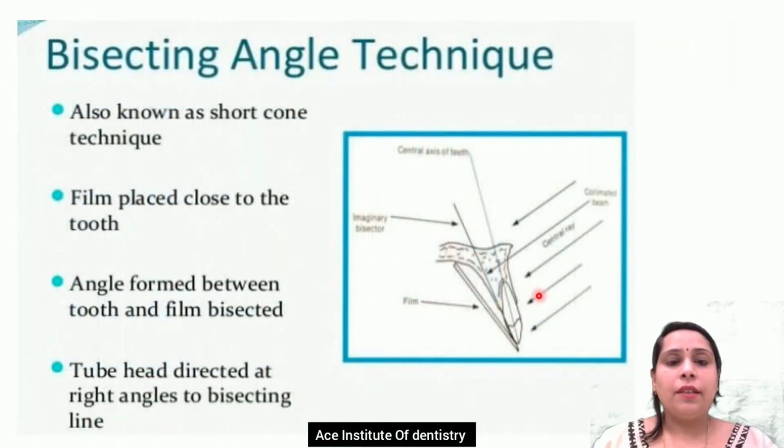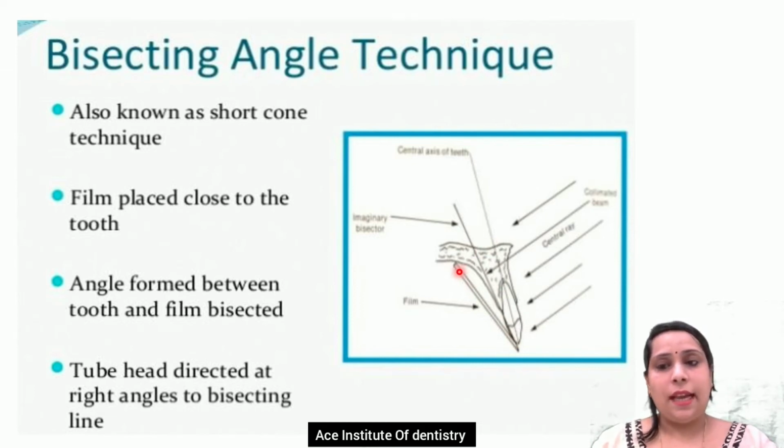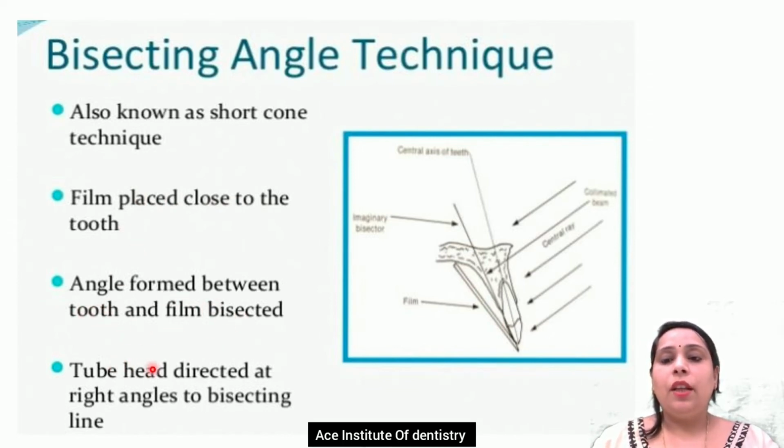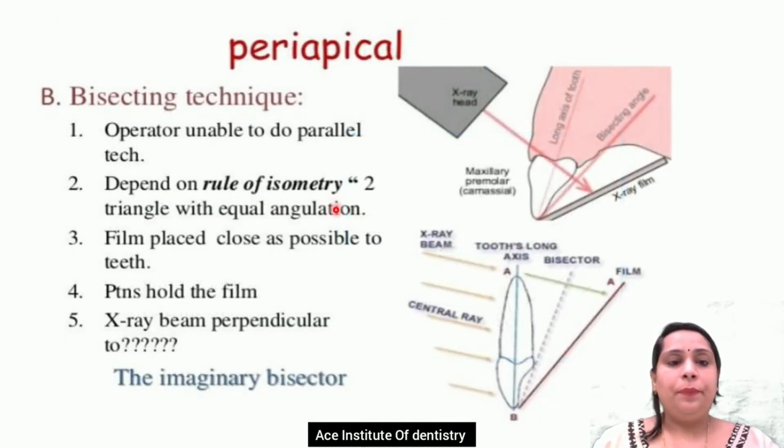Just now we discussed that in the bisecting angle technique, the film has to be placed very close to the tooth, and the angle bisecting the long axis of the tooth and the film, the cone is perpendicular to that. That's the reason it's called the bisecting angle technique. It is also called the short cone technique. The film is placed close to the tooth, the angle formed between the tooth and the film is bisected, and the tube head is directed at a right angle to the bisecting angle. See, this is the bisecting angle.